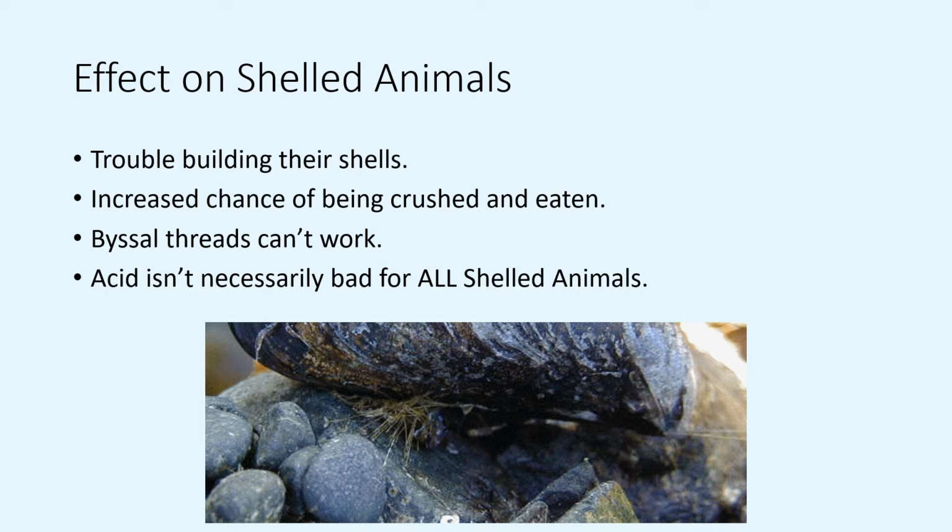Lastly, the acidic water is not affecting all shelled animals, which is interesting. Animals such as crustaceans, lobsters, shrimps, and crabs are growing stronger shells because of ocean acidification. Also, scientists have discovered that purple sea urchins are adapting to this new water, so scientists think that they could adapt to this in the future. So the picture down below is a mussel, and the yellow spikes at the bottom are the byssal threads, and like I said, that's how they move around.